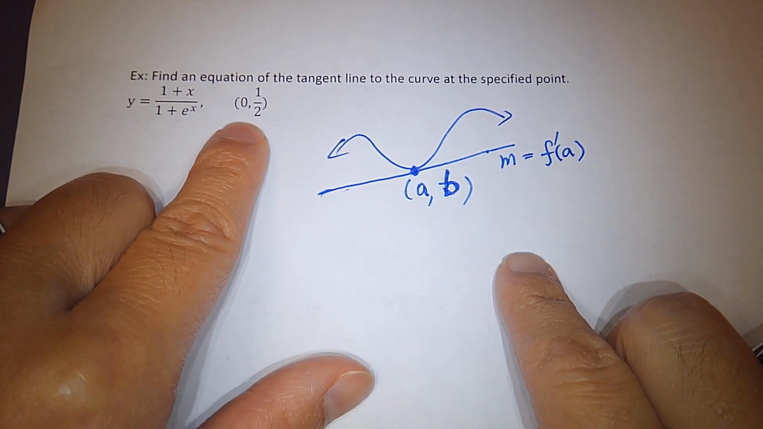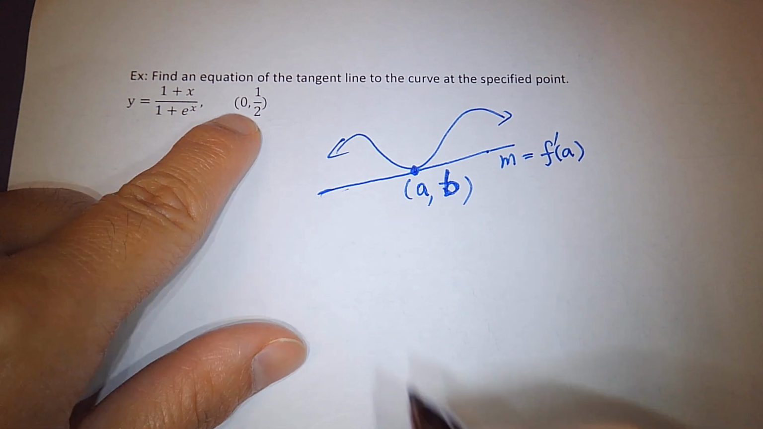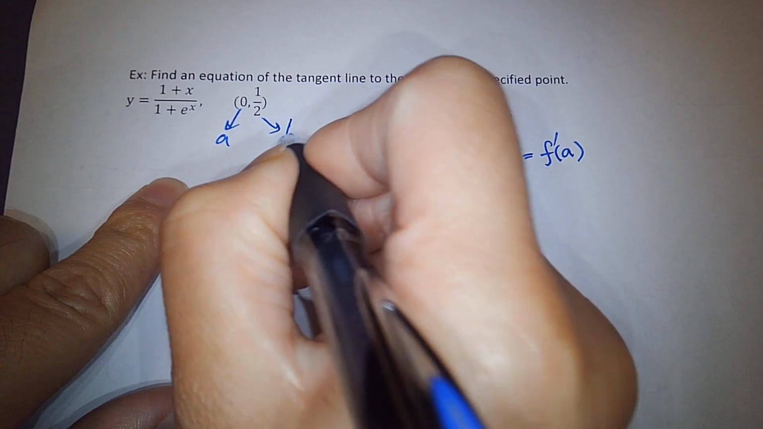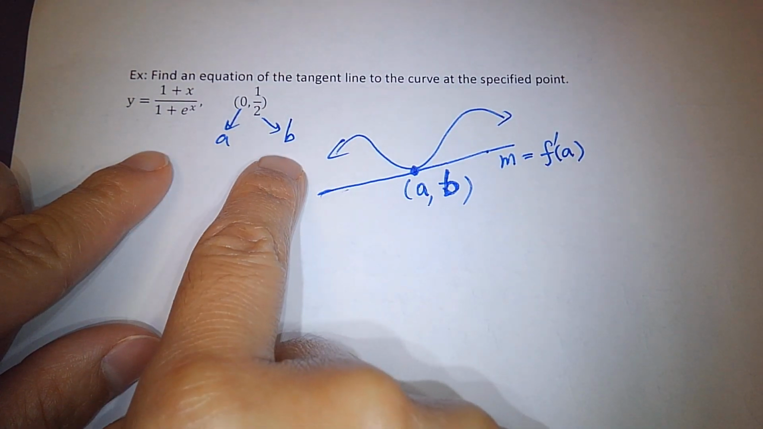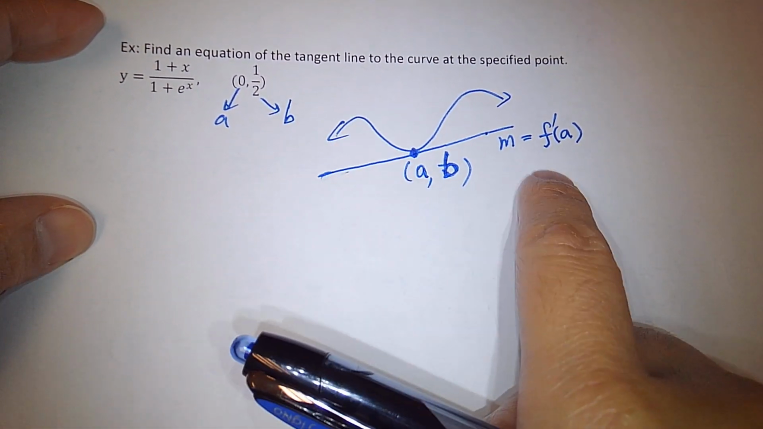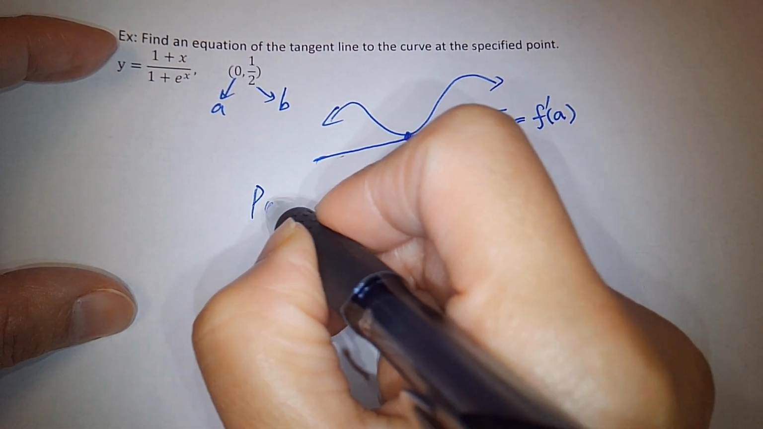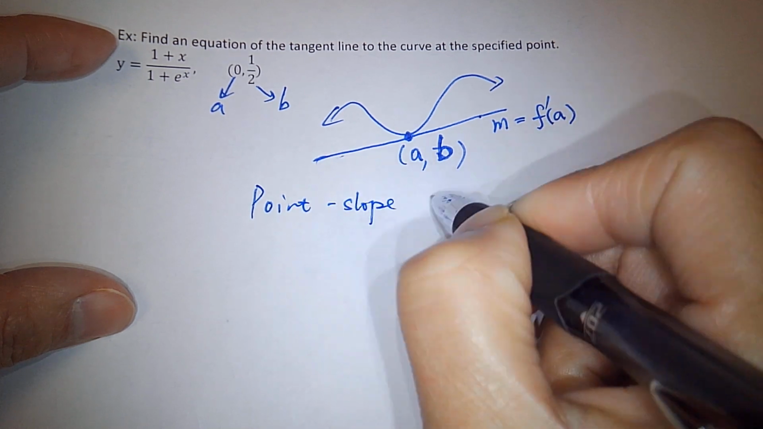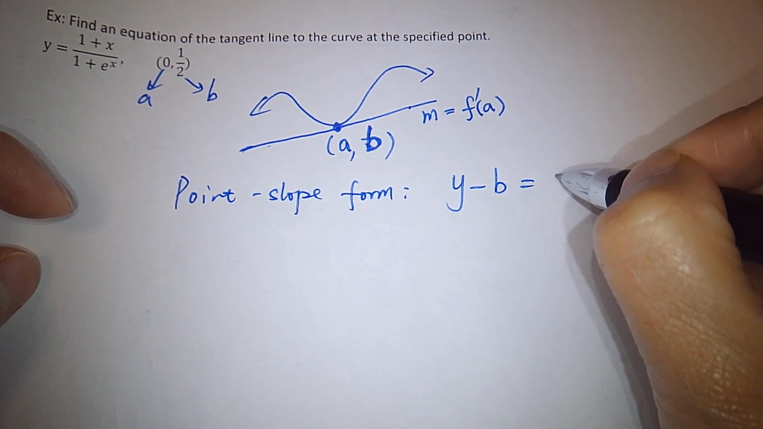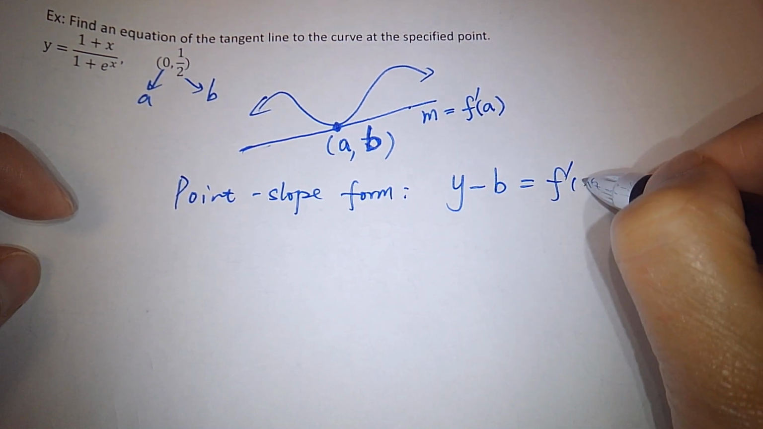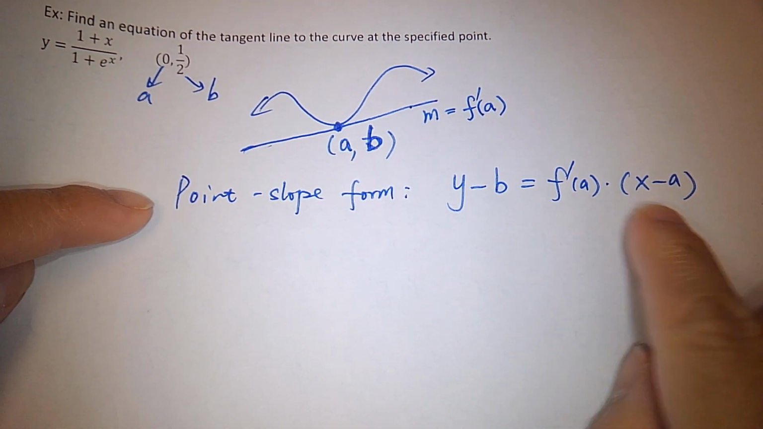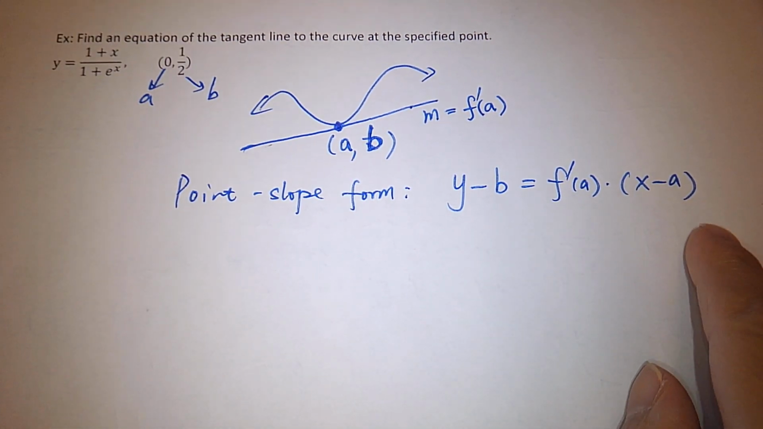So now in this question, what is a value? What is a given point? 0, 1/2, right? So 0 is a, 1/2 is b. So we know a and b. So later, how can we write down the equation of the line? Remember the point slope form. What is that? Y minus b equals slope m, which is f prime of a, times x minus a. This is the point slope form. We can use the form to write down the equation of the line, right?